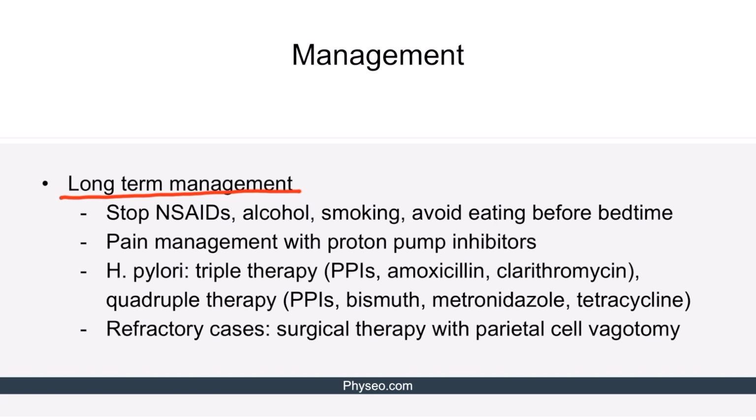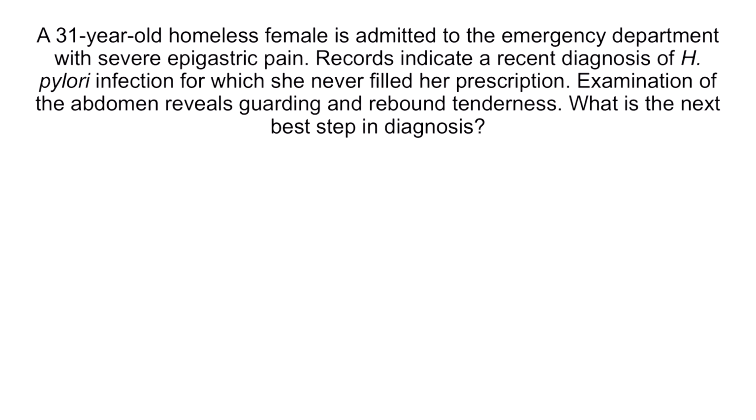Surgical therapy with parietal cell vagotomy is an option to prevent overproduction of gastric acid in patients who continue to be symptomatic. However, remember from our diagnostic slide earlier that those with continued symptoms from a peptic ulcer or those with red flag signs should have an endoscopy with biopsy or potentially be tested for hypergastrinemia secondary to Zollinger-Ellison syndrome. Let's take a look at some practice questions to solidify this information.